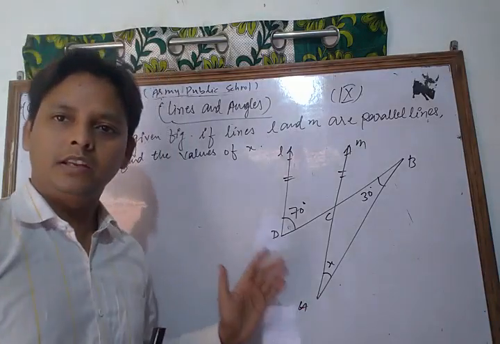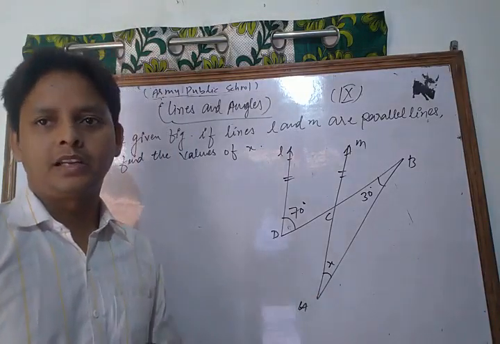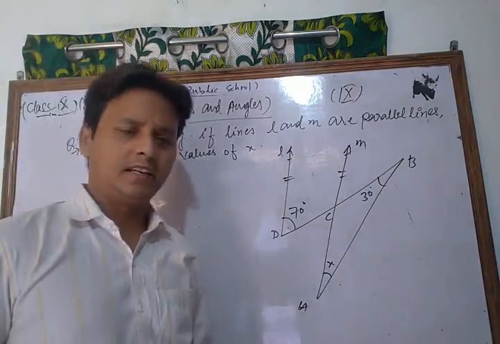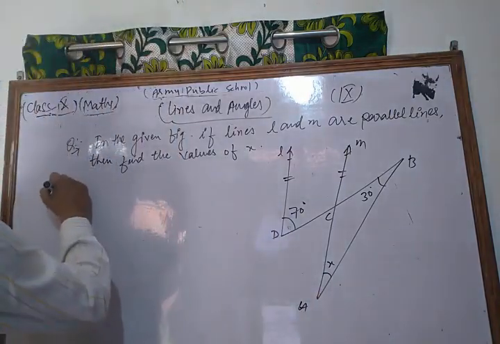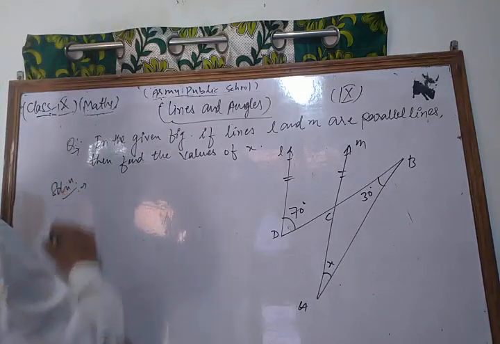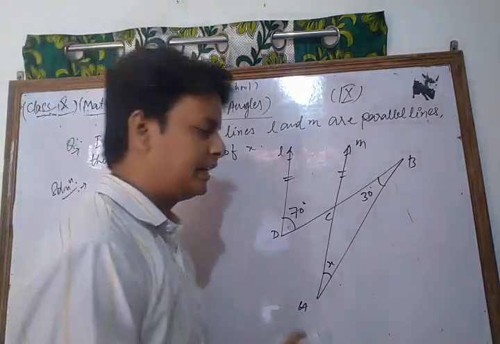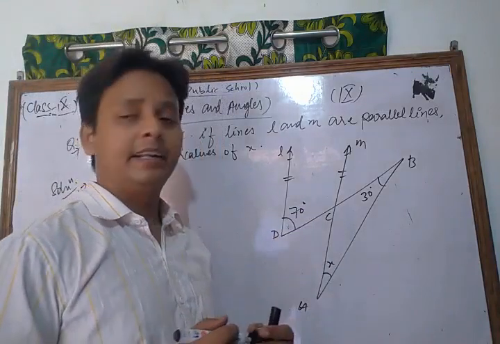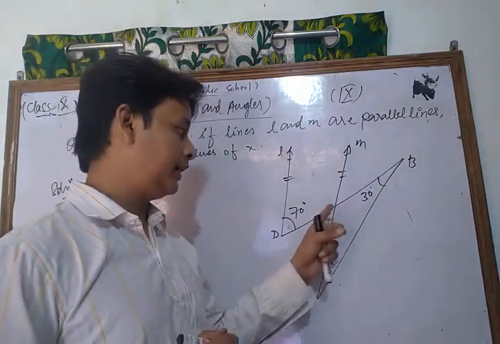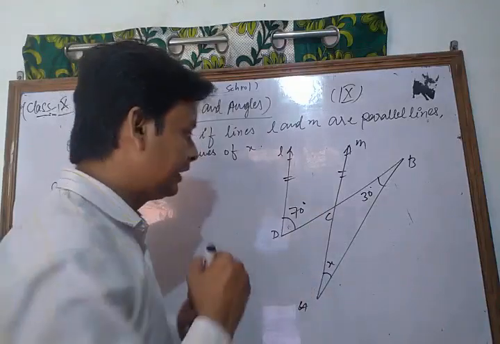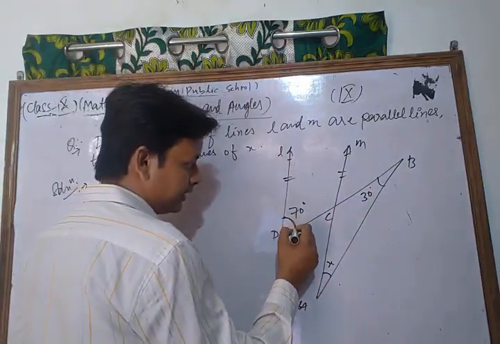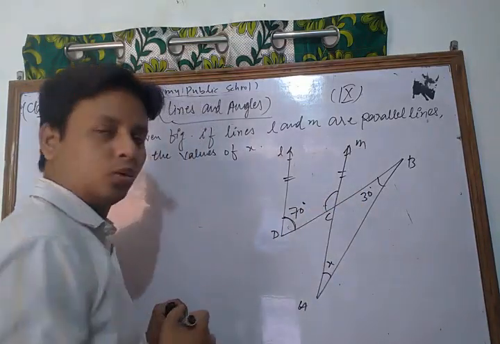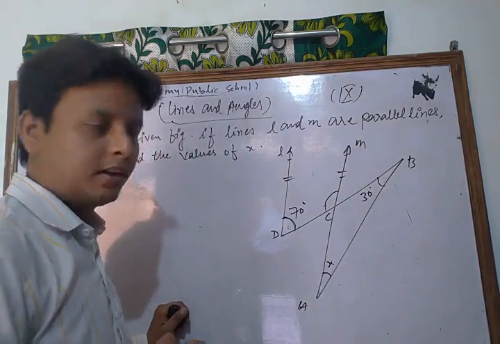Listen, this is a very important question based on your topic lines and angles. Now let's see the process to solve this question. Let's see its solution. Dear friend, from the figure it is clear that the lines L and M are parallel and CD is a transversal. Then the angle D, 70 degree, and the angle C form a co-interior angle.